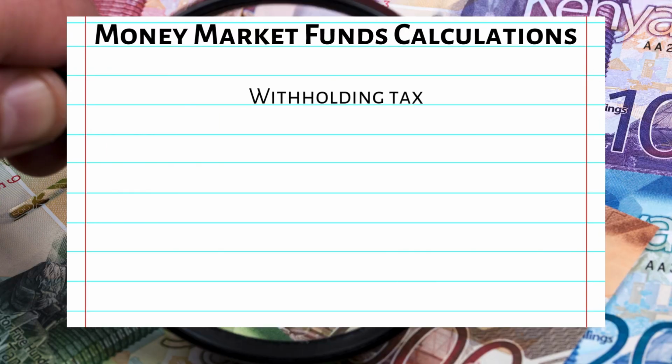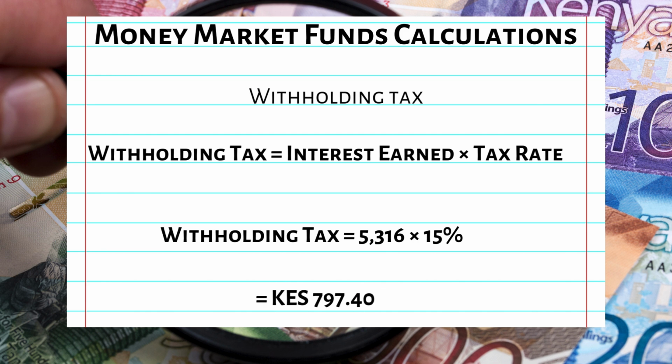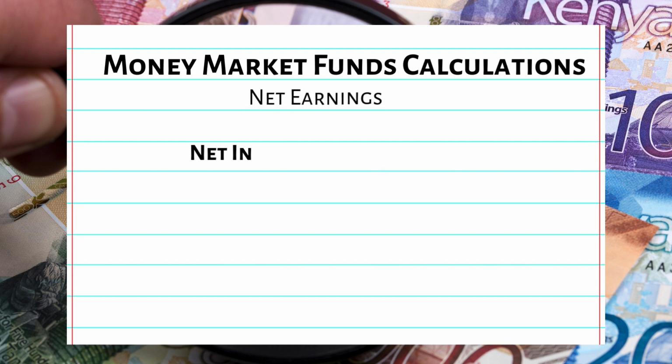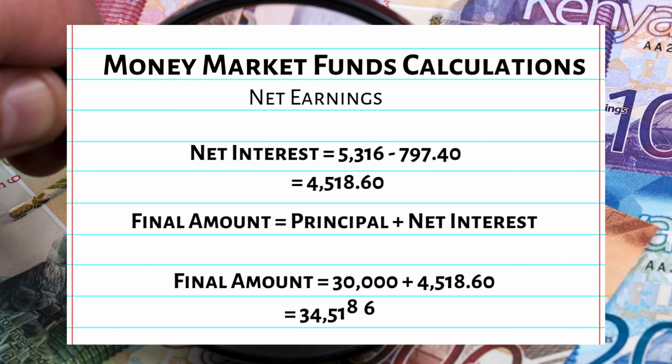Now let us calculate the withholding tax using this formula. Then when we do the maths, we are going to get 797.40 Kenya shillings. And then the net earnings will be now 5,316 minus 797.40, which is going to give us 4,518.60, meaning the total amount of money at the end of the year in your account will be 34,518.60 Kenya shillings. Let us look at the monthly earnings.